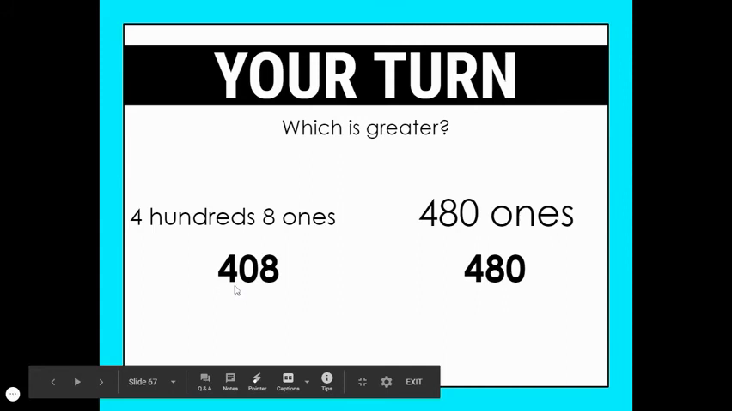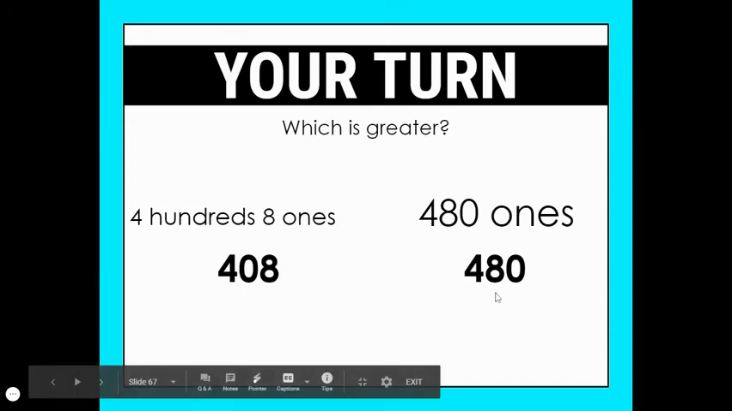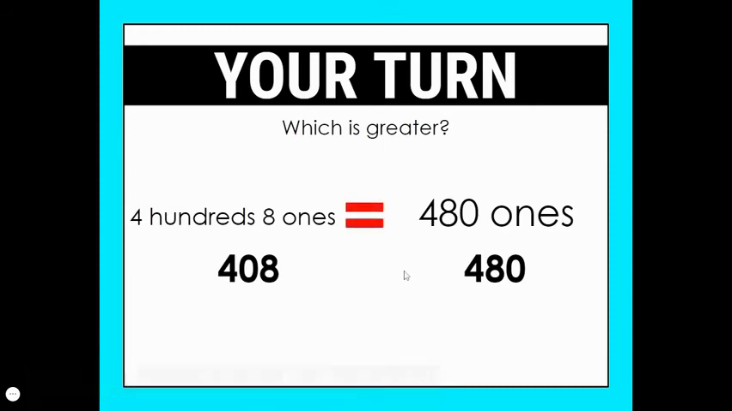All right, you started by looking in the hundreds. Both had 4. Now let's go to the 10s. This one doesn't have any 10s. This one has 8 10s. So we know, wait a minute, that's not right. Are they equal? No, this should be a sign opening up to 480. So it should read that 4 hundreds, 8 ones is less than 480 ones.